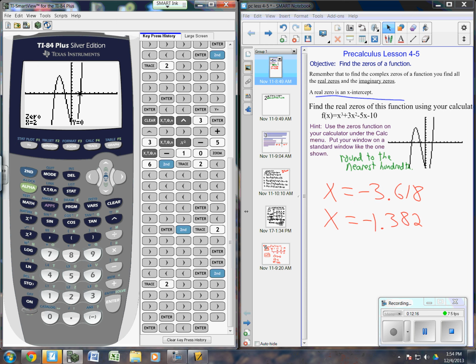And notice, what did you guys get? You should have got exactly 2. Sweet. Yeah, sometimes, if you get 1.9 repeating or 2.00000001, that's 2, right? The calculator just depends on where you place your guess. That does happen though sometimes.